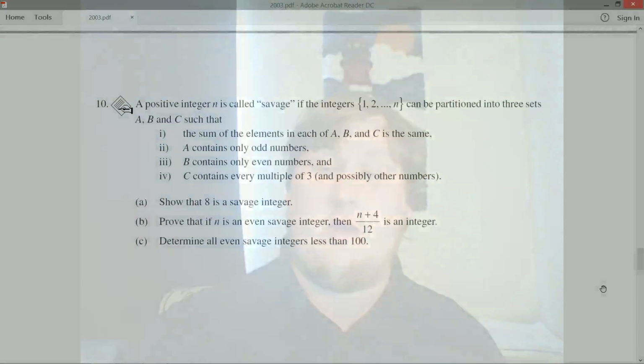Hello everybody, I hope you're as excited as I am. It's Root Beer here, and we're looking at the last question on the 2003 Euclid. That's right, it's question number 10, and this should prove a bit of a challenge. So let's grab our pens, get our minds focused, and let's have a look here.